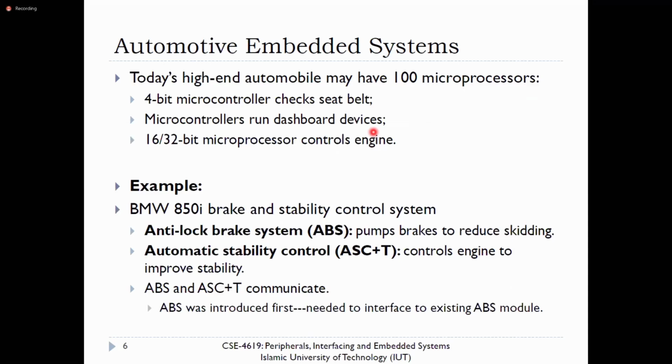Another thing is that to control the engine status, or to know the engine status of the automotive vehicle, about a 16 to 32-bit microprocessor is being used nowadays. So this is just an example. Another example is this model of a BMW car, where the ABS, anti-lock brake system, and automatic stability control use embedded systems.